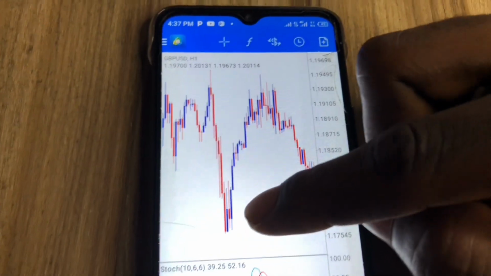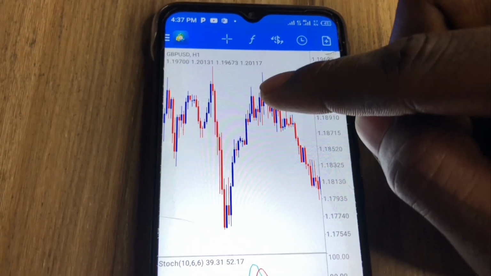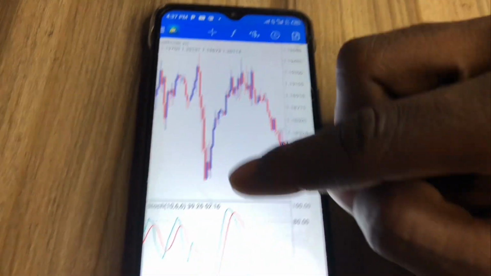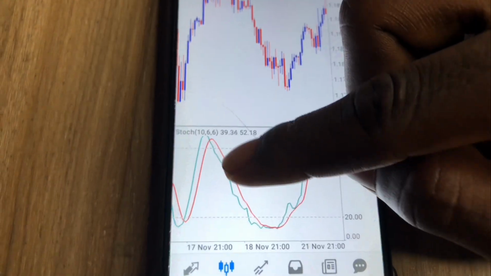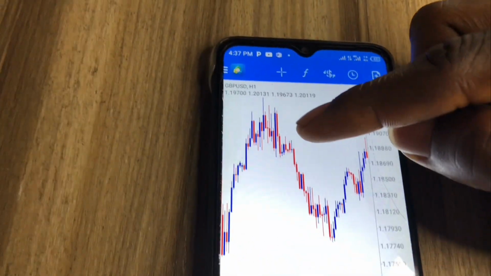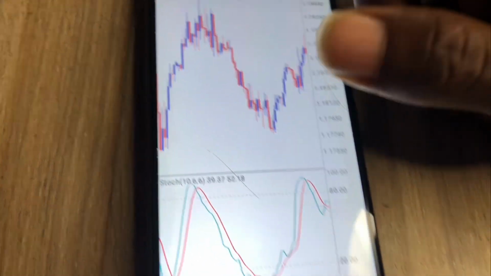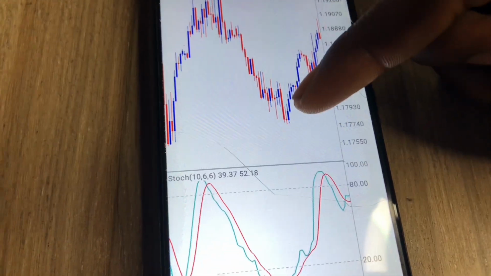Now, if you look at the chart right now, we can see a clear representation of that. Green above, blue candlesticks all the way. Now, we can see the red line is above this green line. We can see the red part of the candlestick is taking control of the market. The bearish part of the market is currently in control.